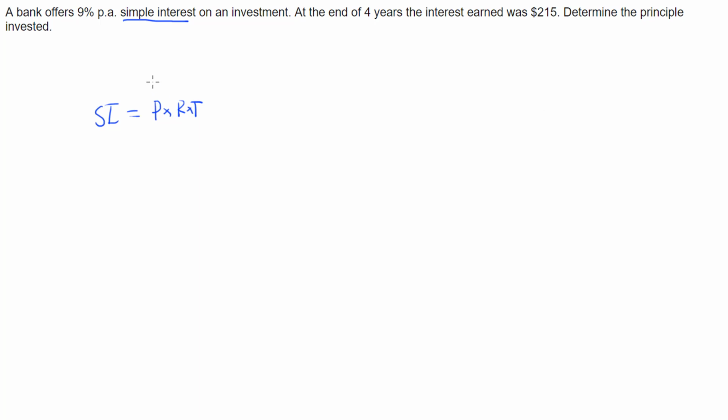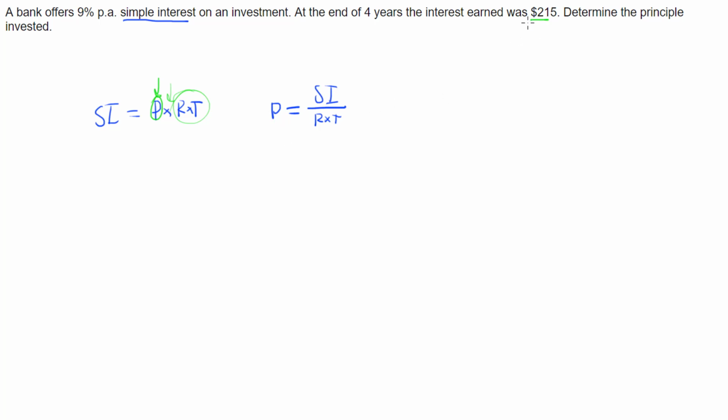So that means that I want to get the principal on its own, which means that I want to get rid of this R and T from this side. I've got to multiply, and the opposite of multiply is divide. So I would divide everything by R and T, which gives me my rule for my principal: my simple interest divided by my rate times my time. So let's have a look at filling this in.